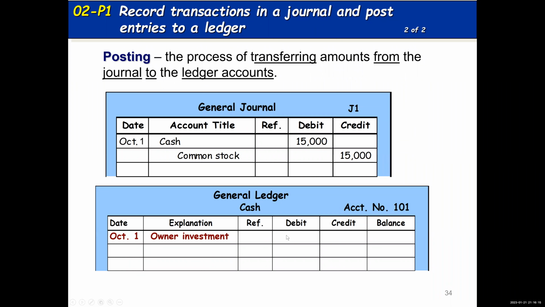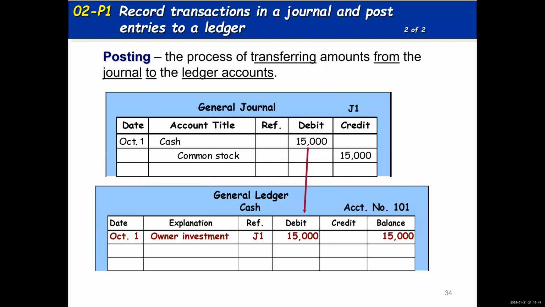Now, where are you getting this amount? See that J1? That's journal page 1. So you're going to put it there, and you know it's a debit of $15,000, right? So we'll put that in. And then finally the balance is $15,000.